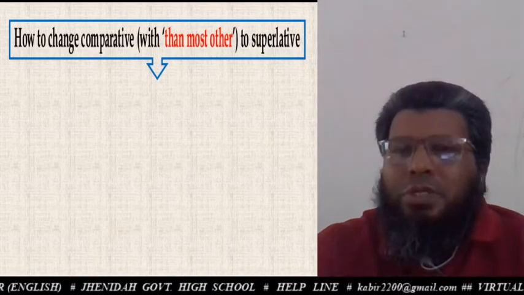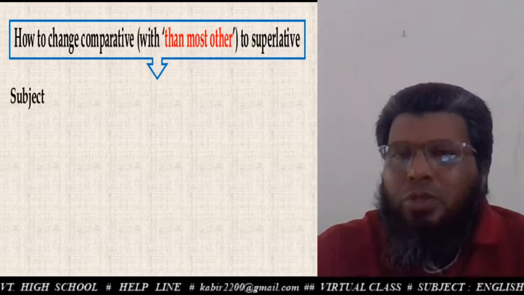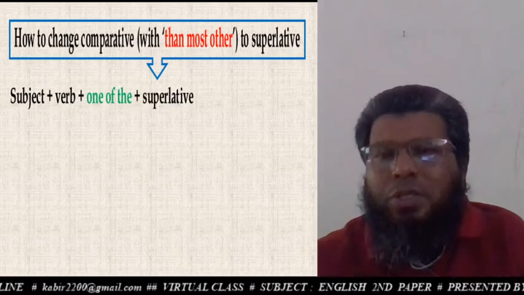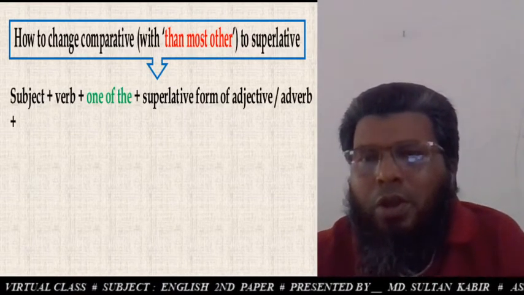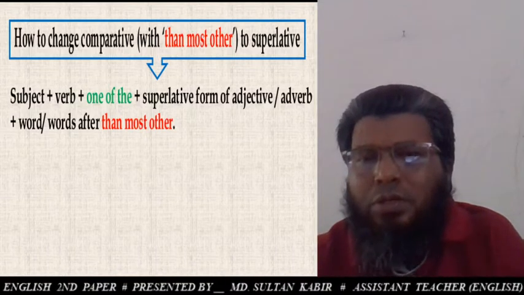How can we change a comparative degree with than most other? Now look at the structure here. So we'll add the subject, verb, plus one of the. This is the difference. Then the superlative form of adjective or adverb, and then the word or words after than most other. Fine.